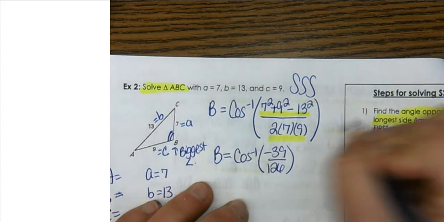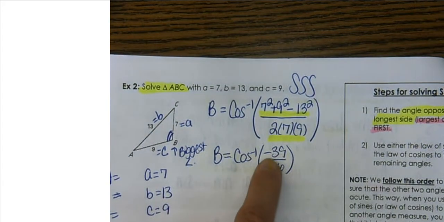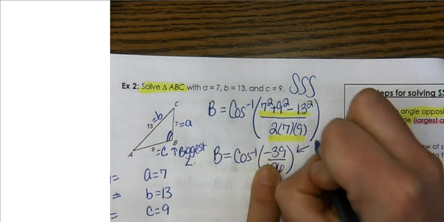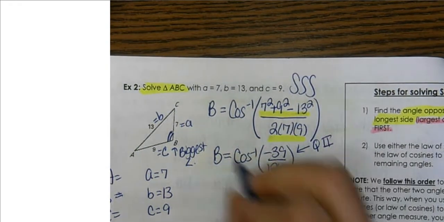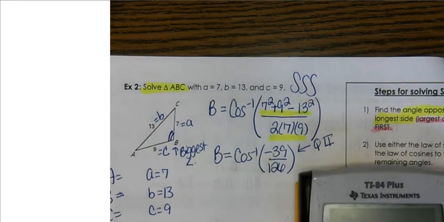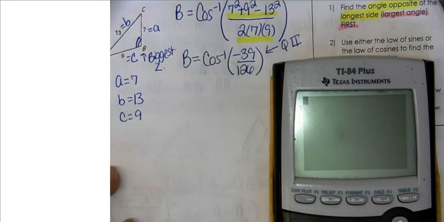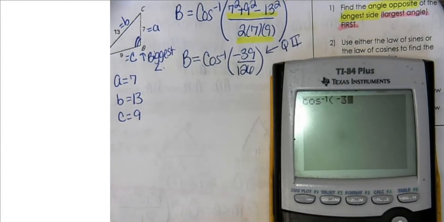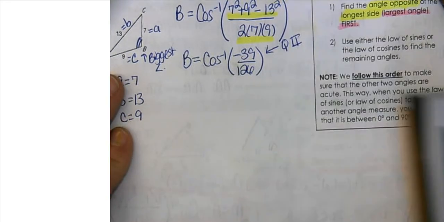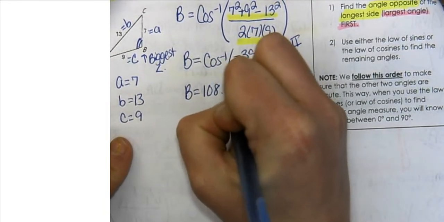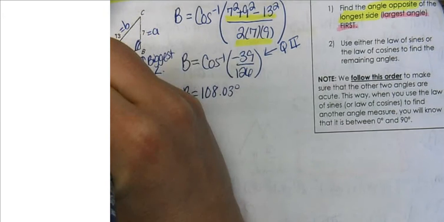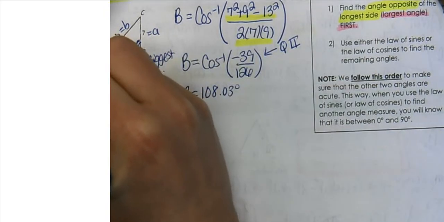Notice we're going to be taking the cosine inverse of a negative number, which means that this is going to come from quadrant number 2, and we should end up with an obtuse angle. So I'm going to put into my calculator once again the cosine inverse of negative 39 divided by 126. And I end up with 108.03. And that is my first angle that I found, 108.03.